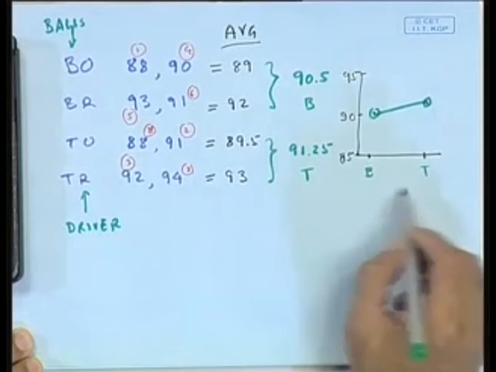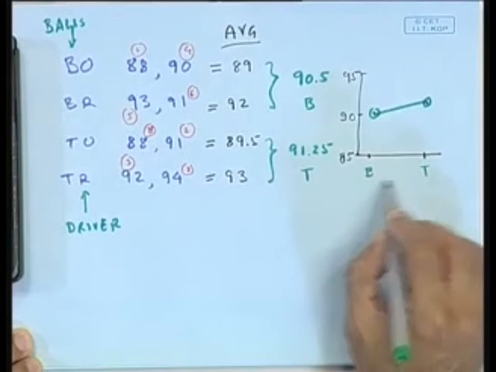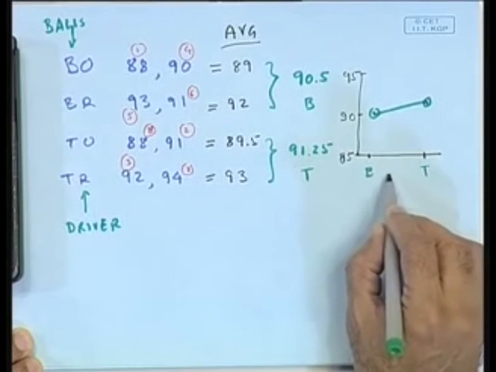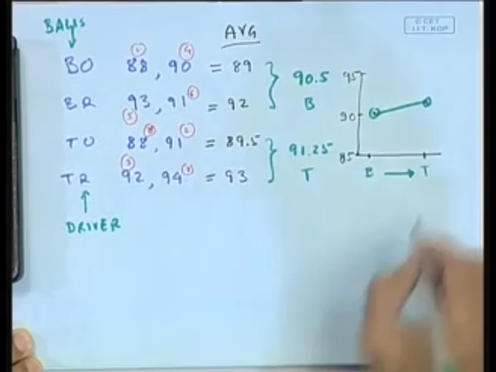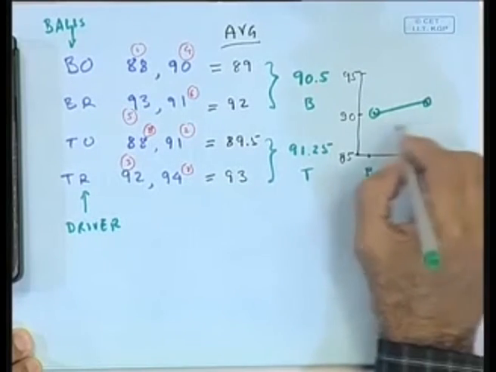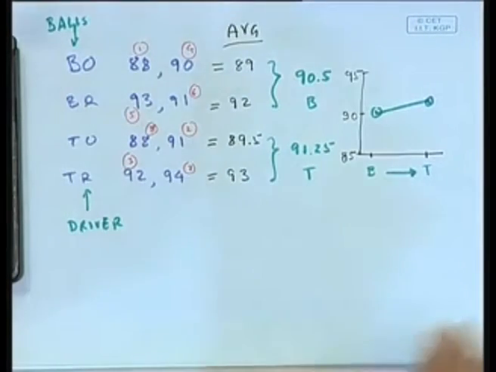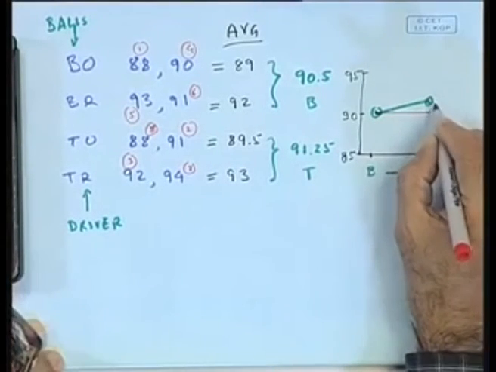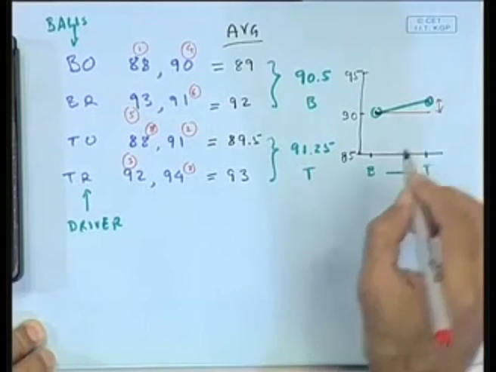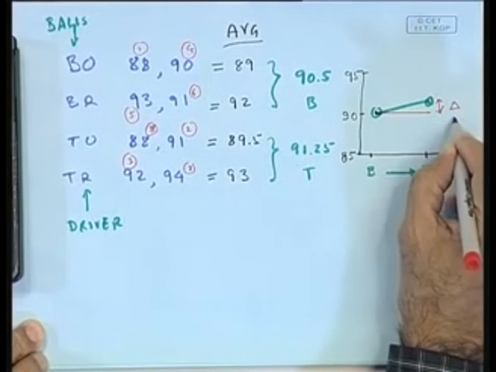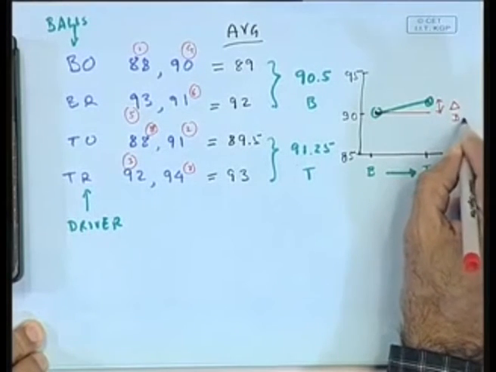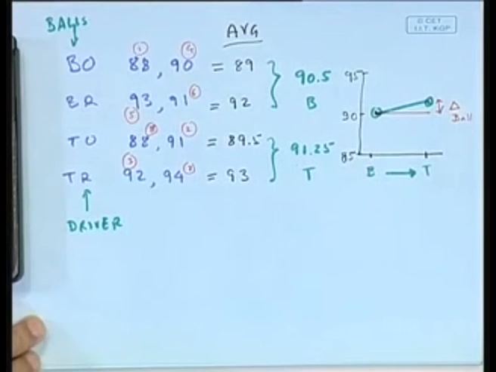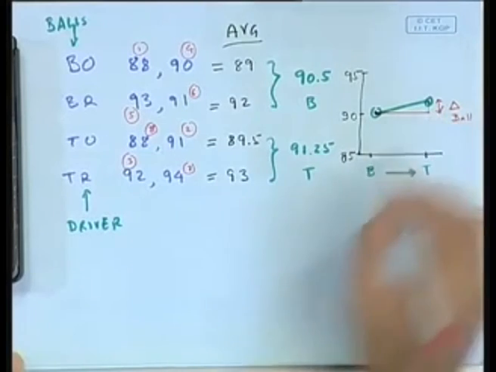That slight rise is because of the change that I made in going from ball type B to ball type T. This is the effect. In fact, if you look at the number carefully, you'll find this delta is due to ball change. That is the effect of basically changing your ball.